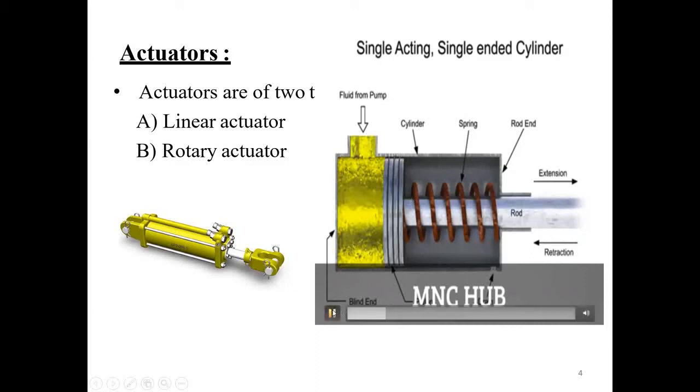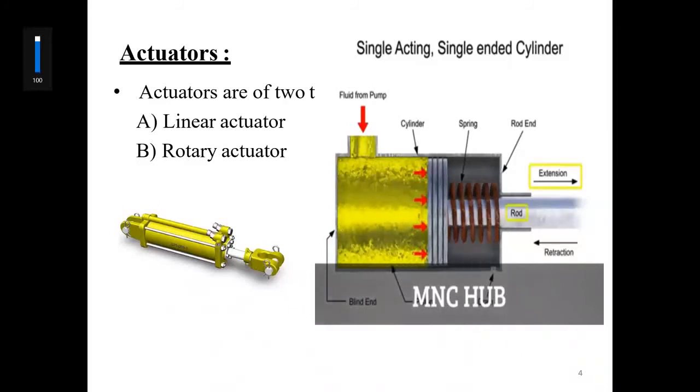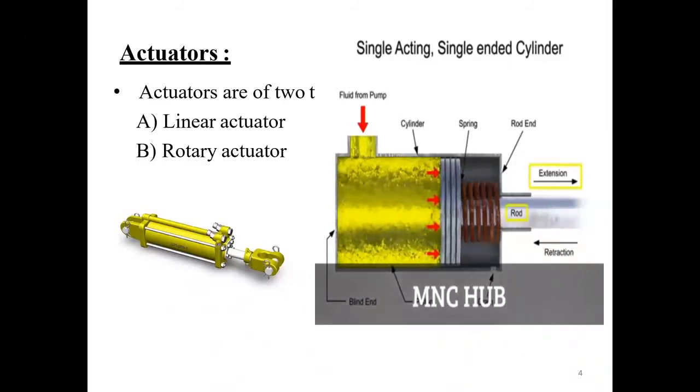Produces linear motion in one direction. When a control valve directs fluid through the inlet port into the blind end, pressure builds up and generates a force on the piston. When the pressure buildup is large enough, the piston begins to move, extending the rod. This is called the forward stroke.